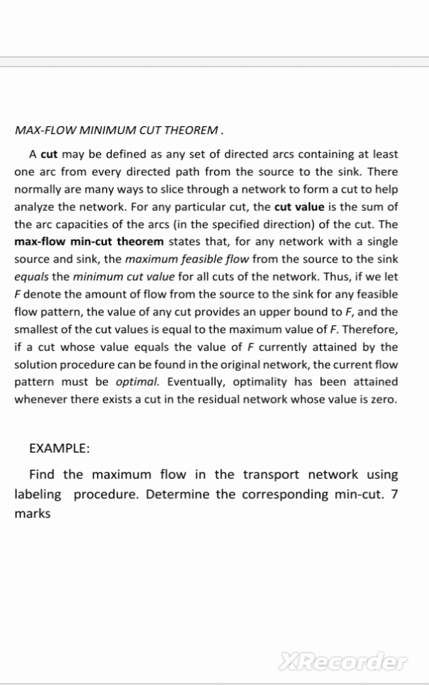Remember the definition of the cut value and the cut. Then we have the max flow minimum cut theorem, which states that for any network with a single source and sink, the maximum feasible flow from the source to the sink equals the minimum cut value for all cuts of the network. Thus, if we let F denote the amount of flow from the source to the sink for any feasible flow pattern, the value of any cut provides an upper bound to F, and the smallest of the cut values is equal to the maximum value of F.